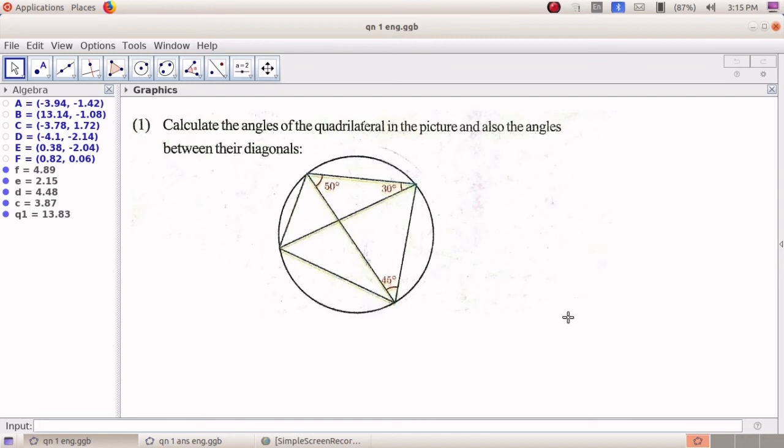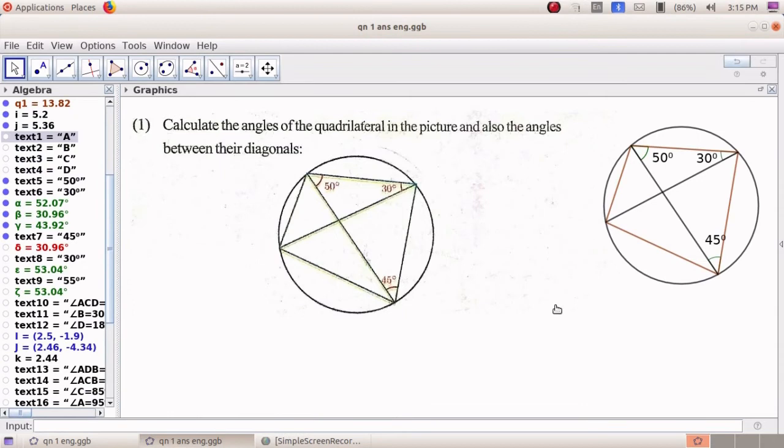Now the question from page 57. Read the question. Here a cyclic quadrilateral is given and some angles on that figure are given. We need to determine all angles of the quadrilateral and the angle between the diagonals. For this, at first let us redraw the figure here. Okay. See, the angles given here, 50, 30 and 45, are marked. Let us name the quadrilateral A, B, C, D.